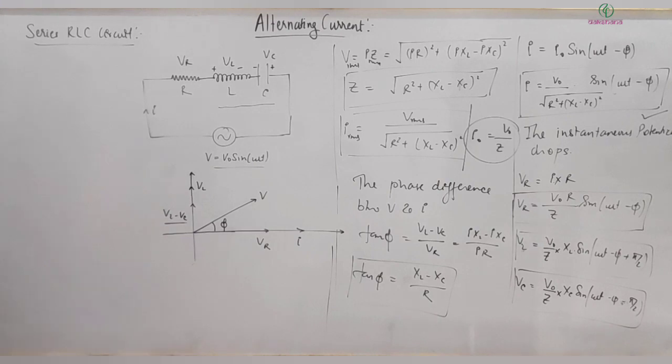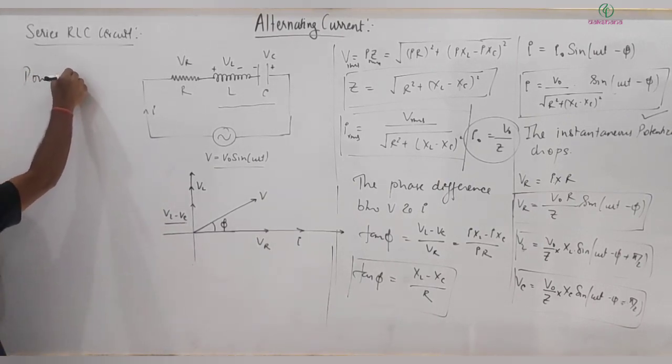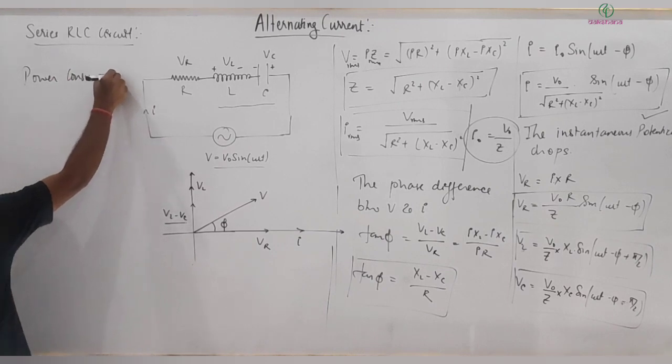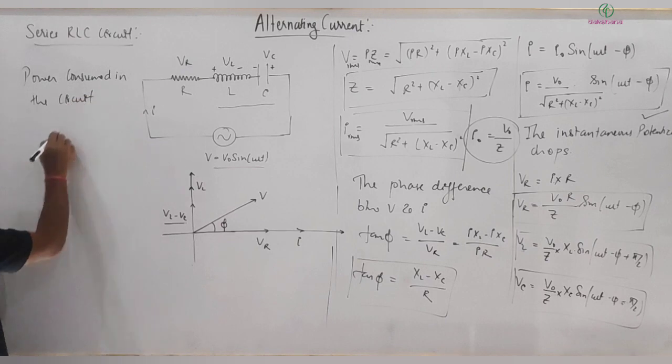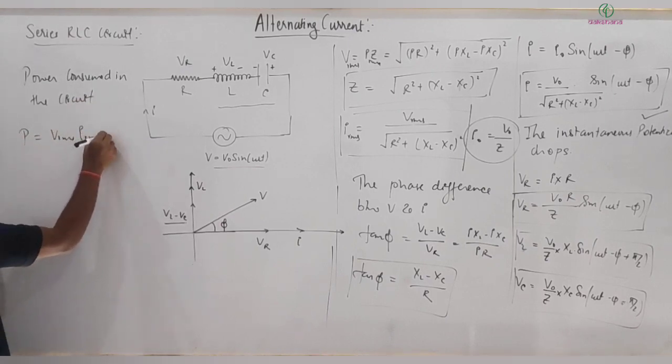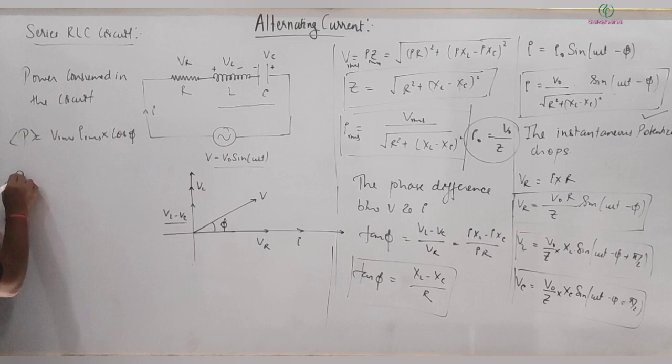So power consumed in the circuit can be calculated. This P you can write as V RMS times I RMS multiplied by cos of phi. Clear? And this is average power, remember that.